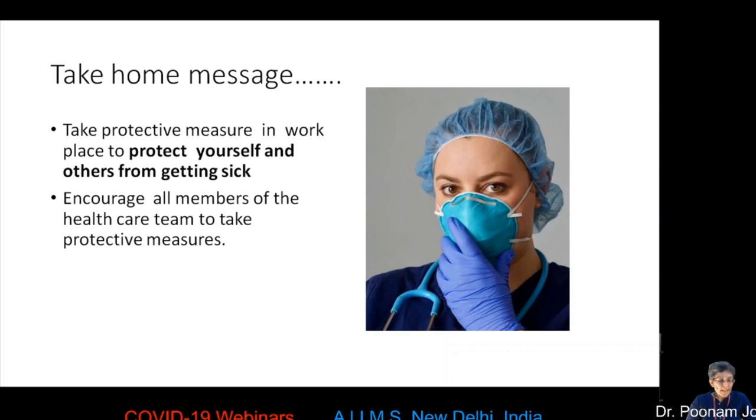So finally, there is a take-home message for the healthcare professionals. The nurses and the doctors are the frontline soldiers fighting a battle against COVID-19. We have to ensure that the protective measures are used. Take protective measures in the workplace. Learn properly how to use the PPE. Donning of PPE as well as doffing of PPE is essential so as to protect oneself from getting sick. Encourage all the members of the healthcare team to take protective measures.